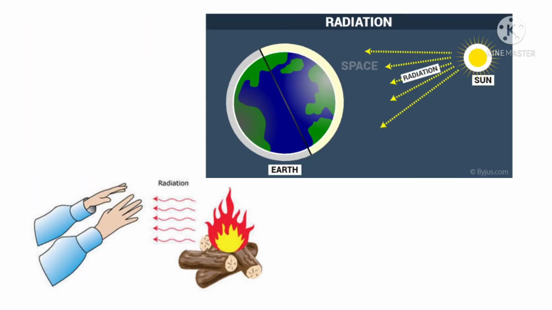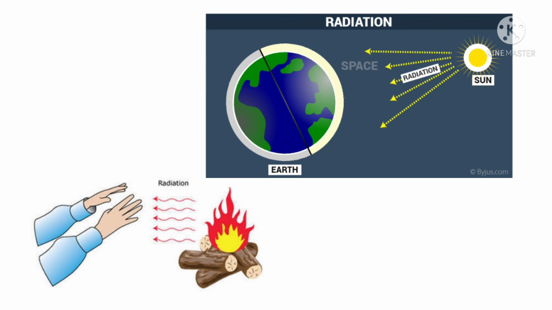Now we are going to talk about radiation. We feel warm when we sit in the sun, in front of a fire, or in front of an electric heater. Obviously, when we sit in front of fire, sun, or heater, we feel warm. Now, how does heat travel from the sun, from the fire, and from the electric heater to us? There is no direct contact between us and the source of heat.